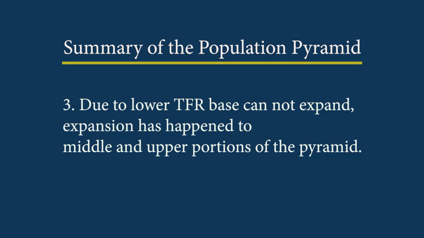And number three, due to lowering TFR, as the total fertility rate has fallen, the expansion in the pyramid has happened over time in the middle range, not in the base range, not at the bottom. The pyramid has not expanded much in the bottom area because the fertility rate has fallen, right? So what has happened over time is a filling up in the higher age groups, right? Now let me talk about the turning point.